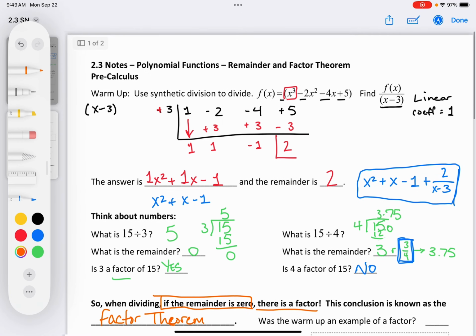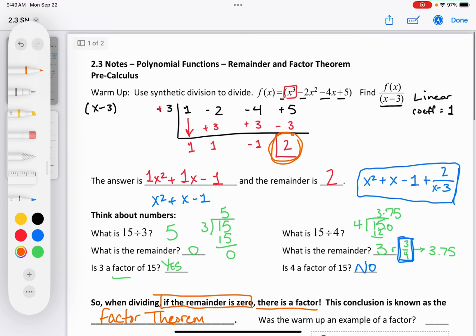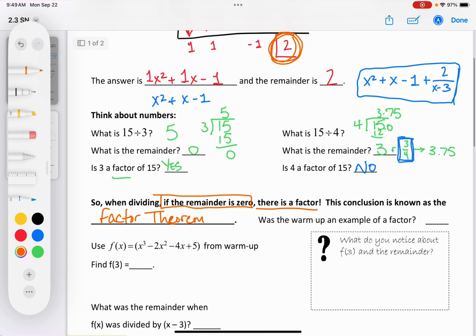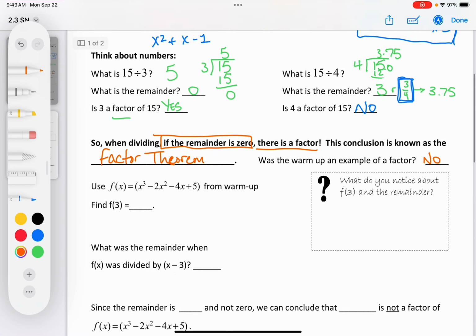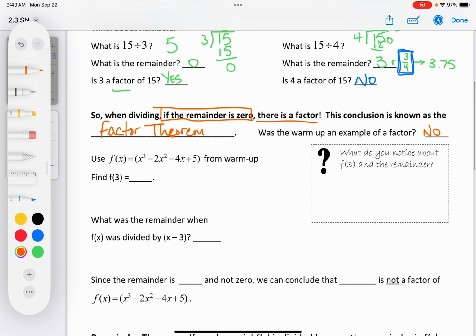It asks, was the warm-up an example of a factor? If we go back and look at our warm-up, you'll see we had a remainder of 2. Since there was a remainder, no, it wasn't a factor. Now, we're going to use this same function from the warm-up, x to the third minus 2x squared minus 4x plus 5, and it says find f of 3. Remember, the 3 is our input, which means everywhere there's an x, we're going to replace it with a 3.